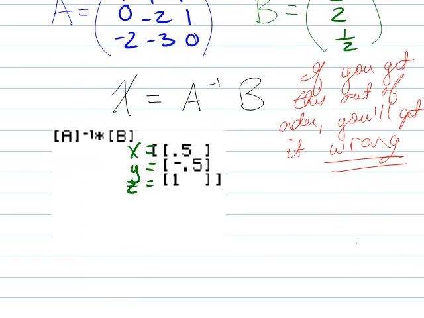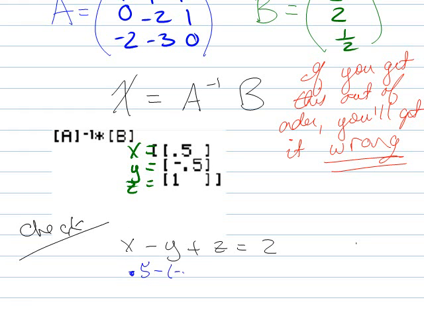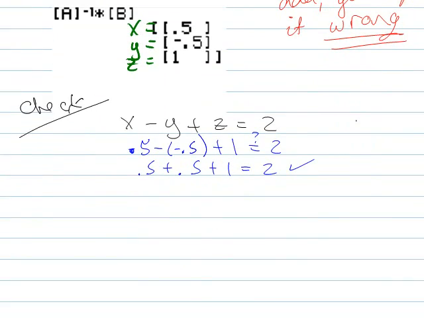So I want to convince you of this, so let's go ahead and do our check. The reason I want to do this is to show you what happens if you get it in the wrong order. So I have X minus Y plus Z was 2. That was one of them. So that's X, I'm just going to do it all. I have 0.5 minus negative 0.5 plus Z. Is that equal to 2? 0.5 plus 0.5 plus 1, and that's equal to 2. All right, so that one worked. Then I have, let's see, where's the rest of this? I have negative 2y plus z.